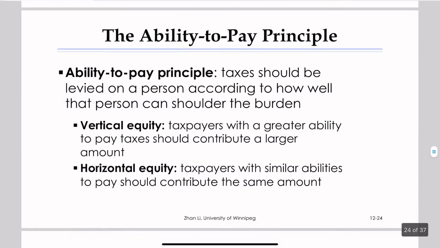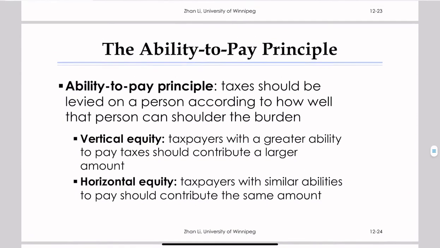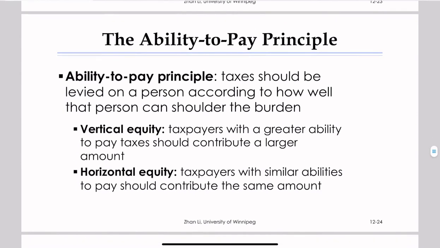Now, the second principle is called the ability to pay principle. Again, judging from the name, it's pretty easy to understand, right? It basically says if you have higher ability to pay the tax, then you should pay more. And then there are two different variations of this principle. The first is called vertical equity. It says larger ability to pay, then you would pay more. And then the second one is horizontal equity. It means if you have similar ability to pay, then you should pay the same amount.